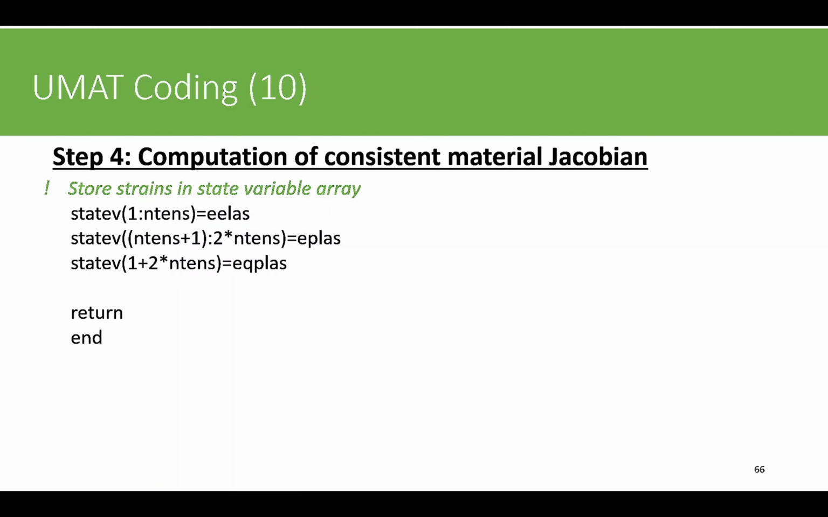So Abaqus calls this subroutine. It computes everything, updates the state variables and stresses, goes back, checks for the global convergence, and then comes back and sees if everything is fine or not. And it keeps on going until you finish your analysis.